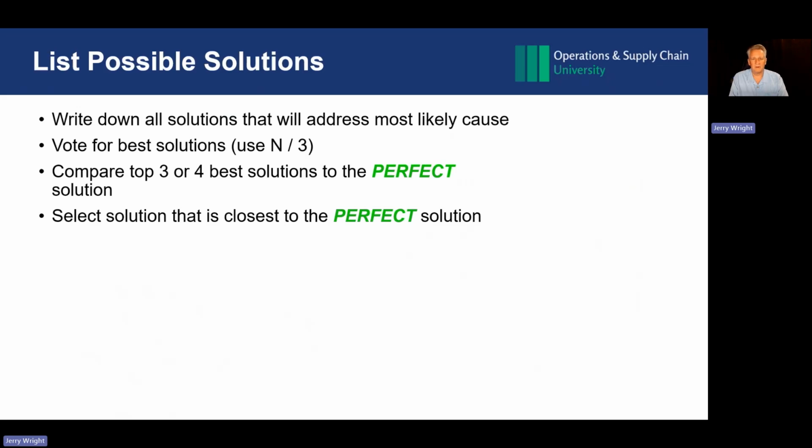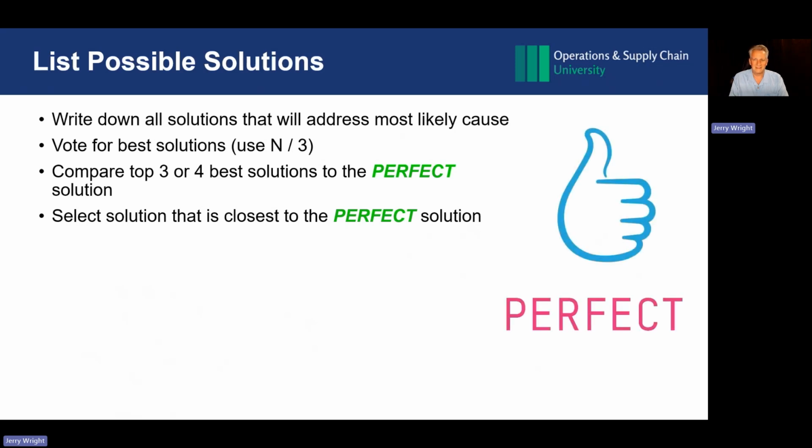Sometimes it'll be, well, okay, we know we're going to do that. There's only one choice, but maybe you have six different choices. Six divided by three is two. Everybody gets two choices. And then we look at those top alternatives and select the solution that's closest to the perfect solution. That's where we want to head. Let's get the easiest one if possible.